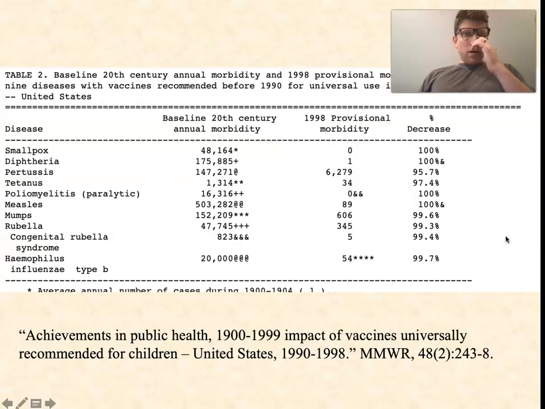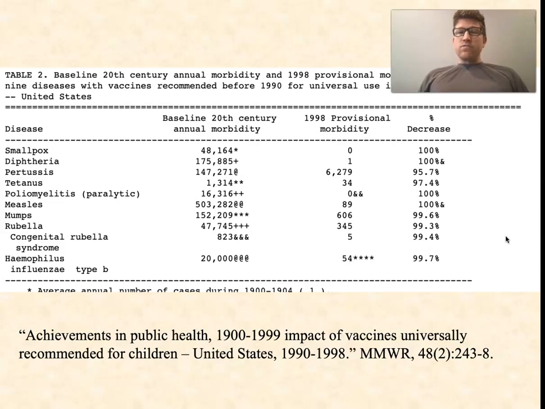So let's talk a little bit about the history of vaccines in our country and some of the impact that it's had over the course of the last 100 years or so. What you see in the left column here are various diseases that are vaccine preventable. Then the first column beyond that is baseline 20th century annual morbidity. In other words, back in the 1900s, pre-vaccine for that particular infection, what was the annual rate of illness? That's what morbidity refers to.